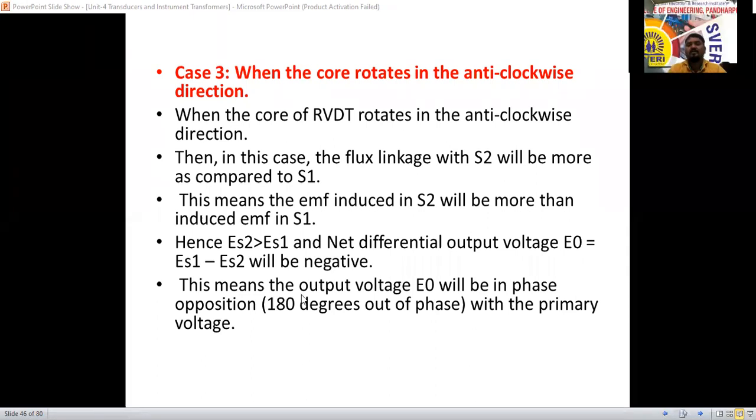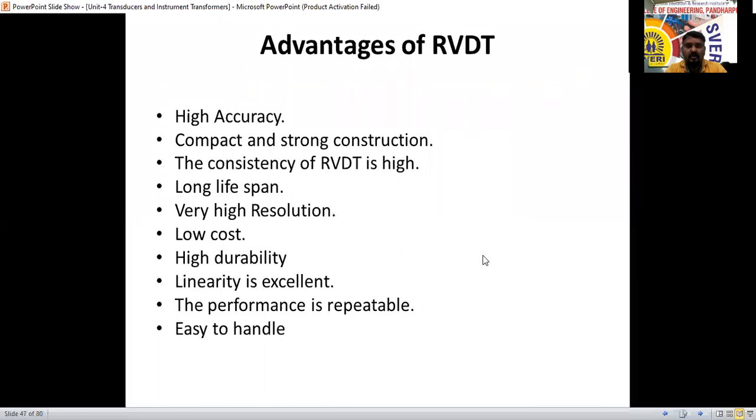So the operation of LVDT and RVDT is same here. Only that angular displacement we are going to measure for the RVDT, rotational angular displacement. It has some advantages. The RVDT also has some advantages, that is high accuracy as compared to the LVDT. The accuracy will be high, and it is compact. The size will be compact here now.